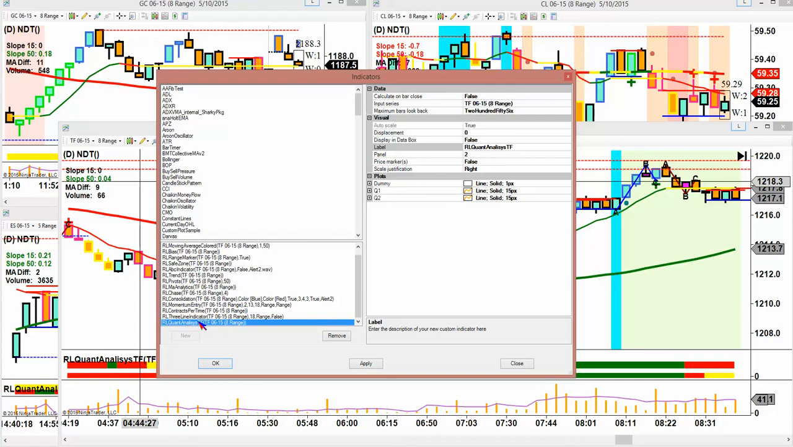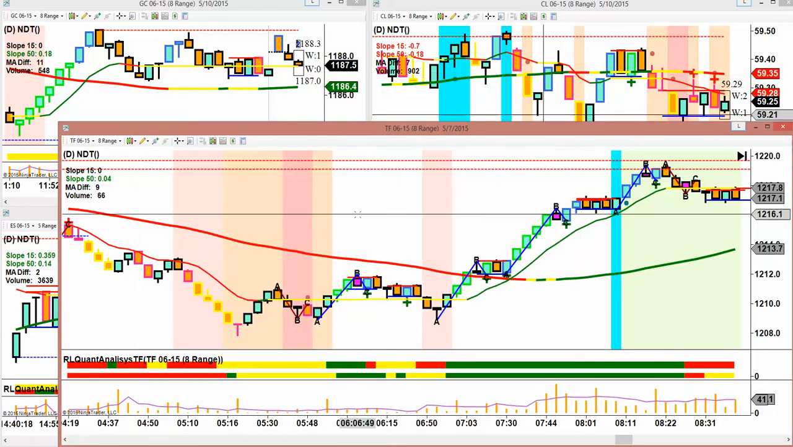So this is a quant analysis indicator line that would only go on the TF. We're going to make one for the Dow. We just finished one for the NASDAQ. We're going to make one for natural gas.